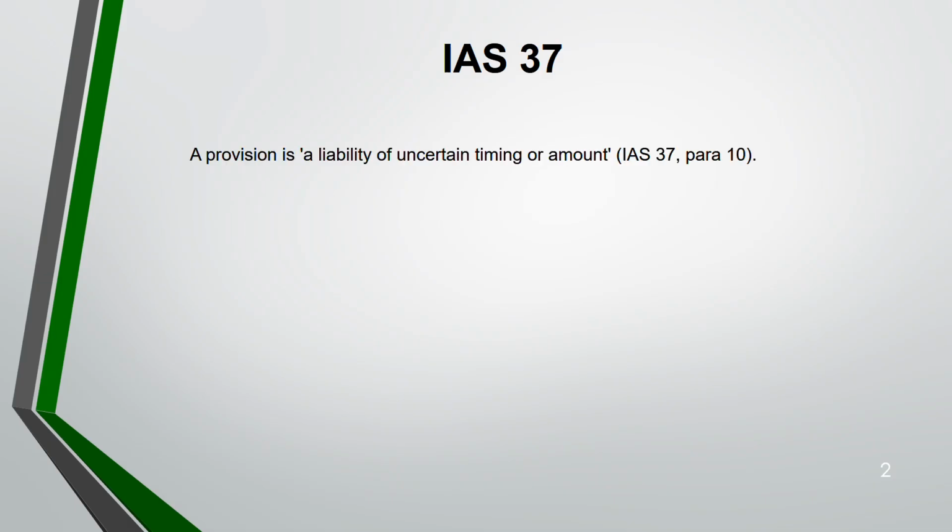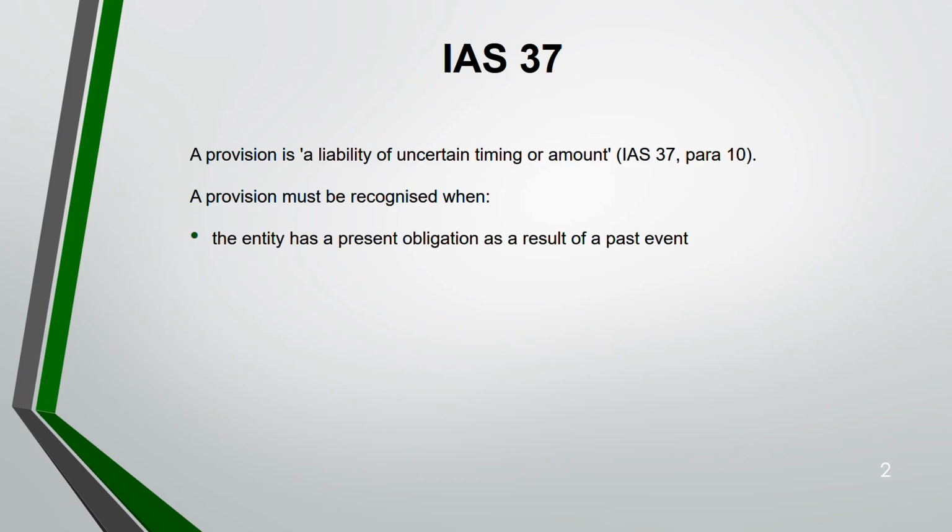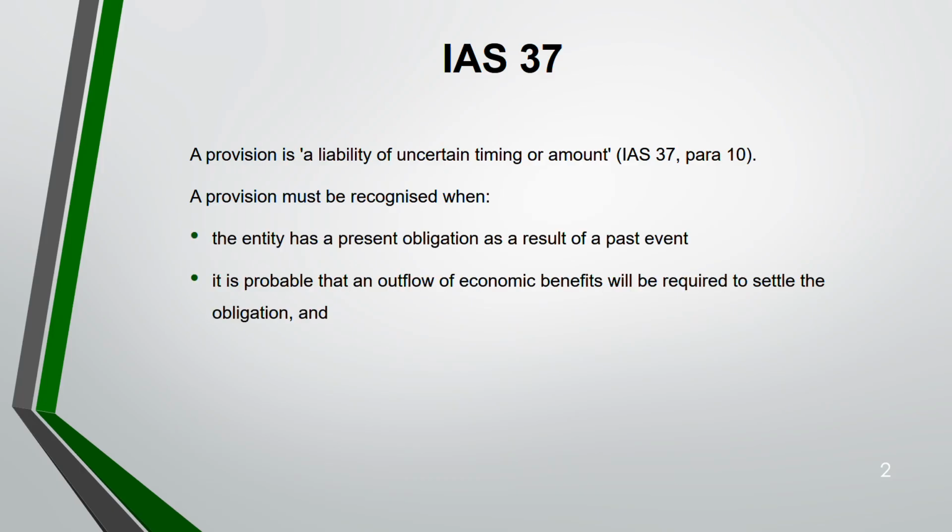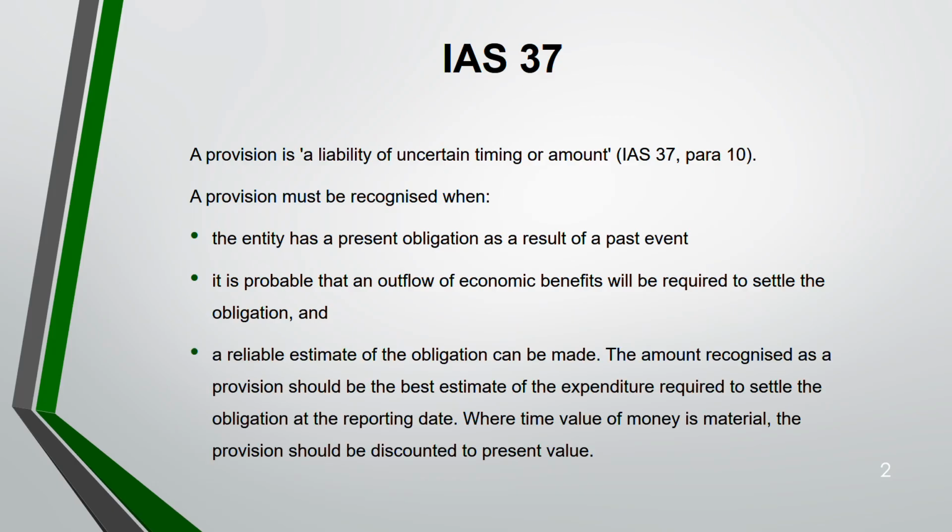So a provision is a liability of uncertain timing or amount. A provision must be recognized when the entity has a present obligation as a result of a past event, it is probable that an outflow of economic benefits will result, and a reliable estimate of the obligation can be made. The amount recognized as a provision is the best estimate of the expenditure required to settle the provision.